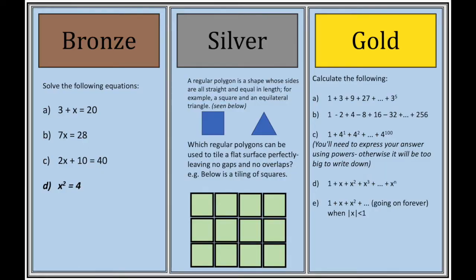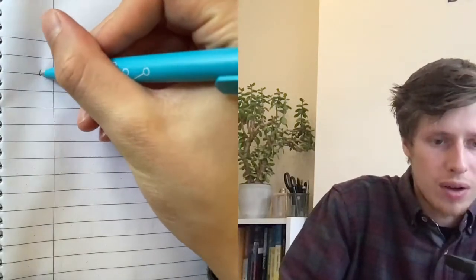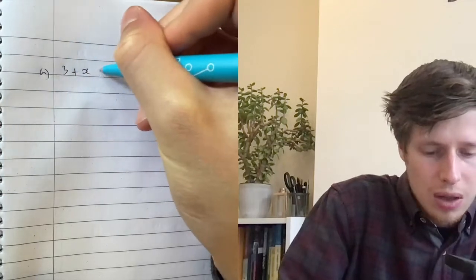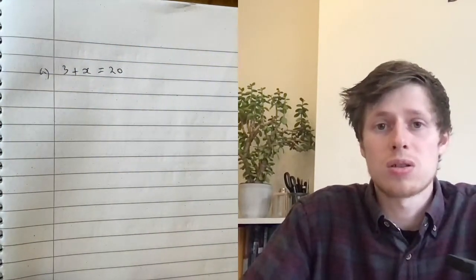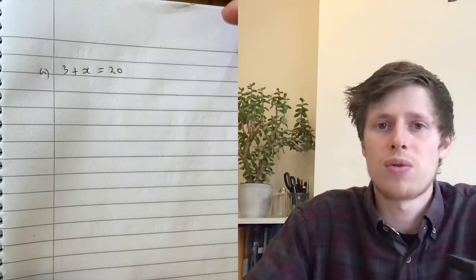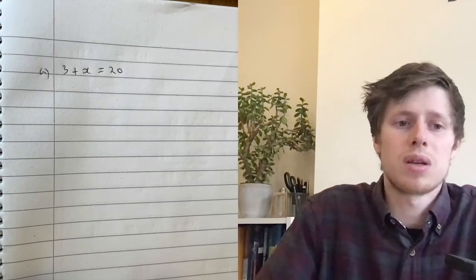Okay, so the bronze question. These are just some simple equations to solve. So if we look at the first one, this is probably the easiest one. 3 plus x equals 20. Now, whenever you're shown an equation and you're asked to solve it, what you need to do is find the missing value. So in this case, the missing value is x.